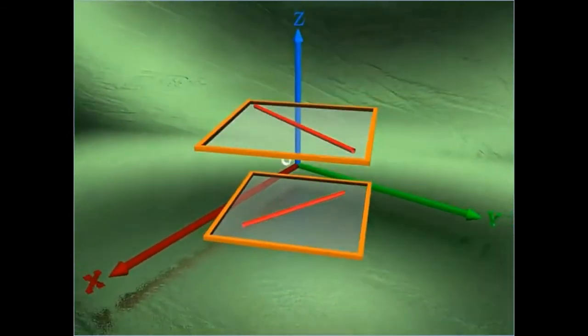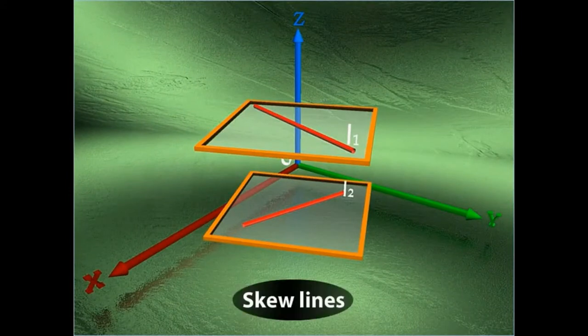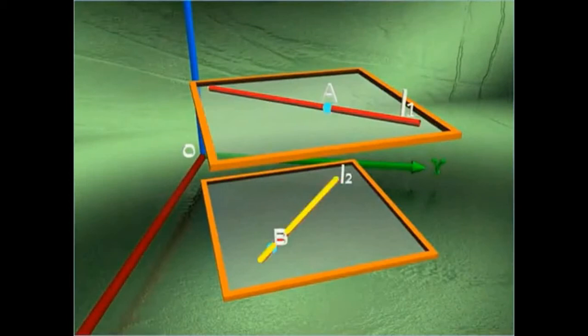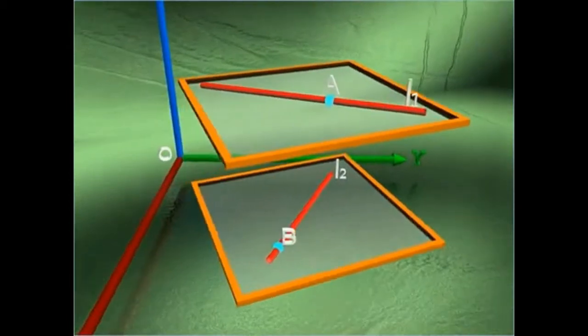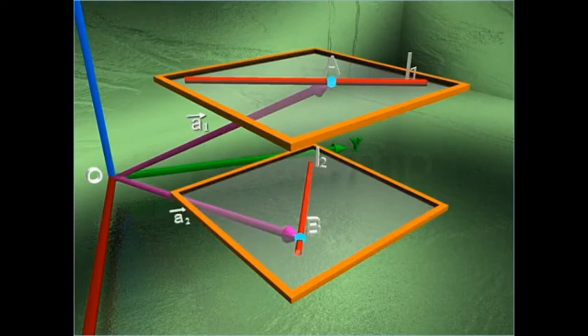Consider two lines L1 and L2 in two different planes. Since the lines lie in two different planes, they are skew lines. Let L1 pass through point A and L2 pass through point B, whose position vectors are vector A1 and vector A2 respectively.